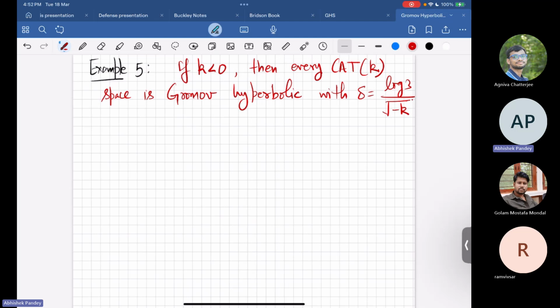I mean, the proof of this is fairly simple. You just take the triangle in your model space. Obviously, one has to take this factor into account, because you're going to scale your hyperbolic space so that it has constant curvature k. So one has to multiply with this one, and then we have seen that hyperbolic space is delta hyperbolic with log 3. So we'll get this bound. It is just clear from the inequality.